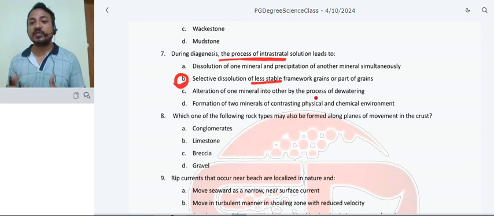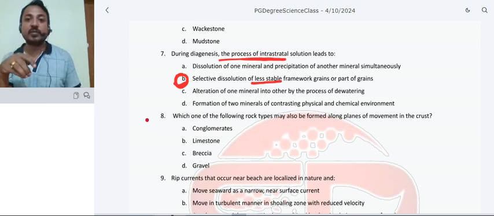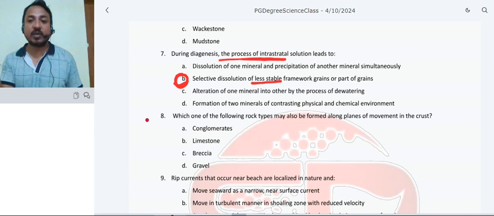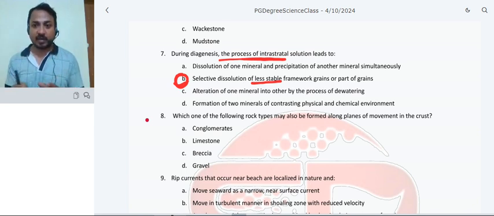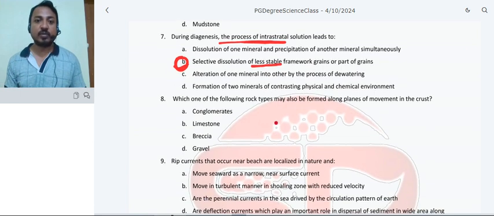Formation of two minerals of contrasting physical and chemical environment. It is also not the correct option because interstratal solution cannot produce two minerals of contrasting physical and chemical environments, because diagenesis occurs in a particular environment. You have carbonate environment diagenesis, you have siliciclastic environment diagenesis. So it will not occur in two different minerals. So the answer will be B.